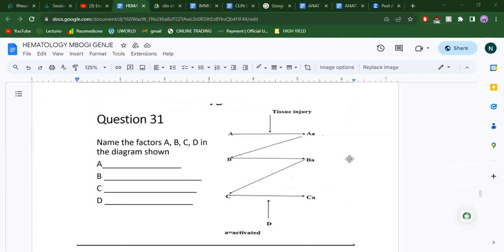Yes, so these are the pathways. What are A, B, C, and D? First of all, which pathway is this? You have to know the pathway before you answer the question. Is it extrinsic, intrinsic, or common? Extrinsic. Why extrinsic? Because of the tissue injury, or if they label here, tissue injury or damage to the epithelium.